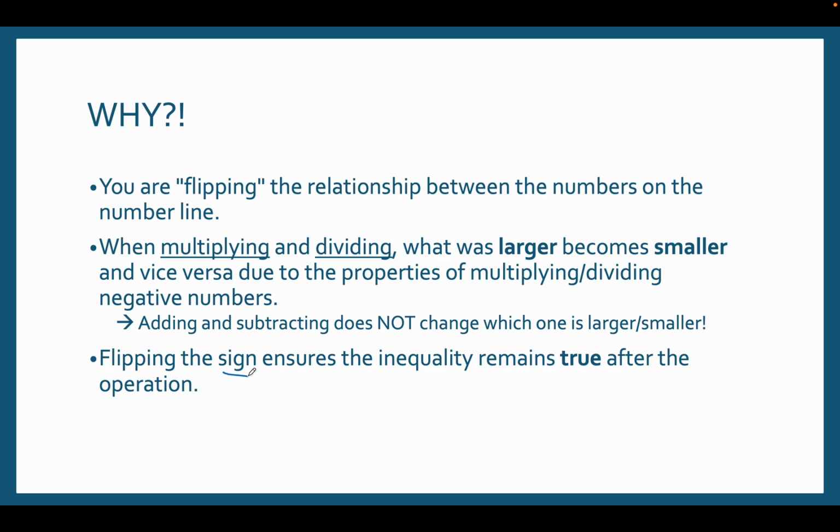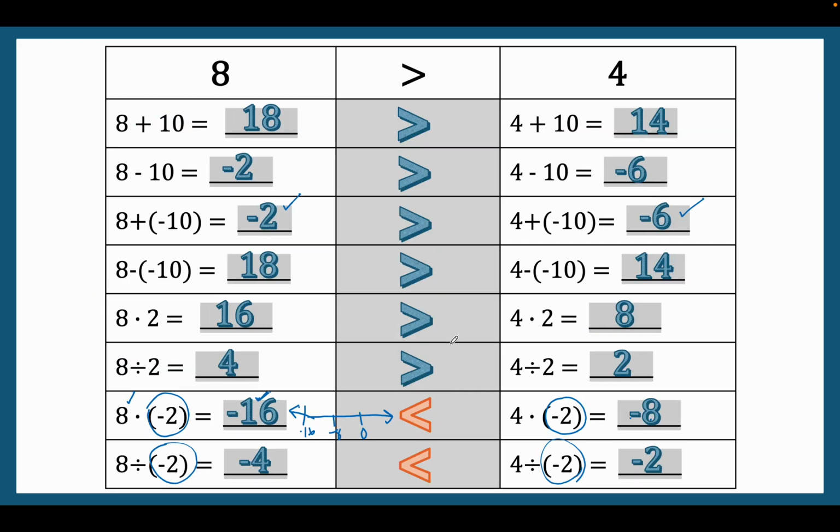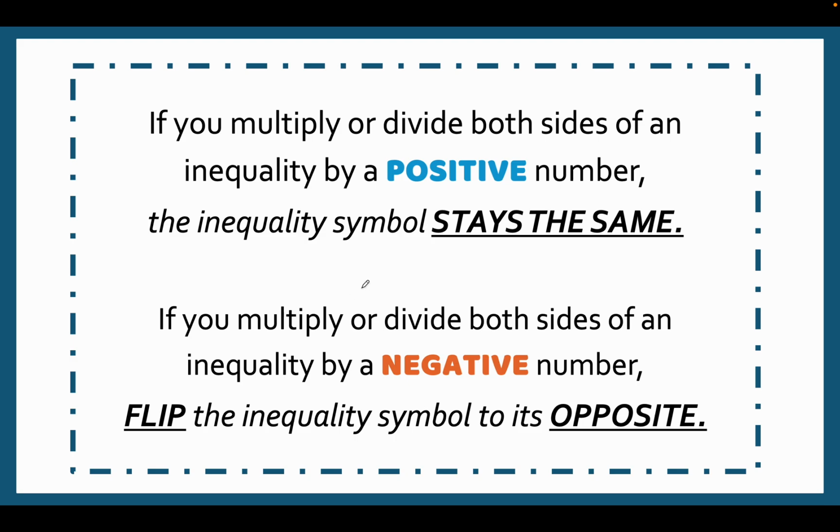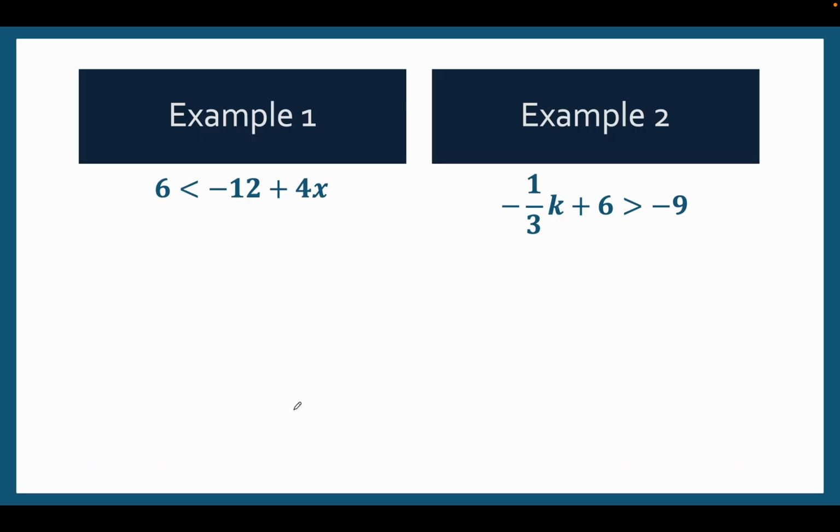We need to flip the sign to make sure that our inequality remains true after we're doing that multiplication and division with a negative number. If we had left it facing the opposite direction, that would not be a true statement. So what we want to write down is if you multiply or divide on both sides of an inequality by a positive number, your inequality stays the same. However, if you multiply or divide on both sides of an inequality by a negative number, we must flip the inequality symbol to its opposite. So let's take a look at some examples.